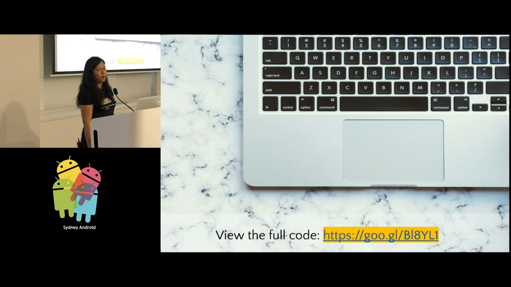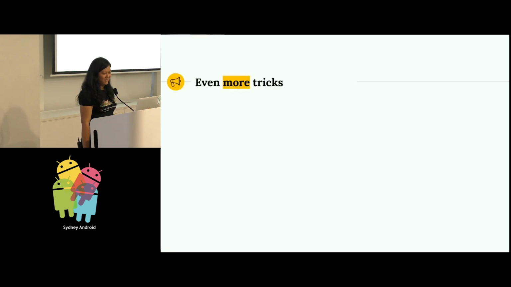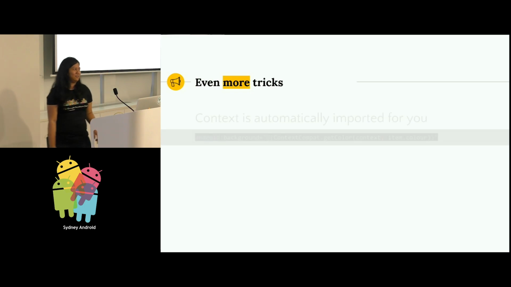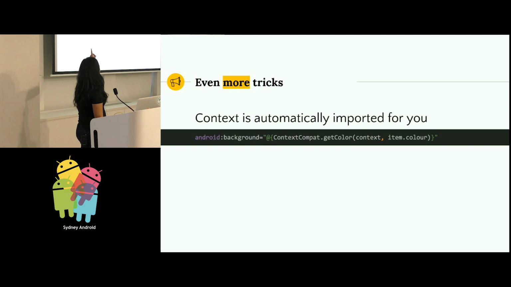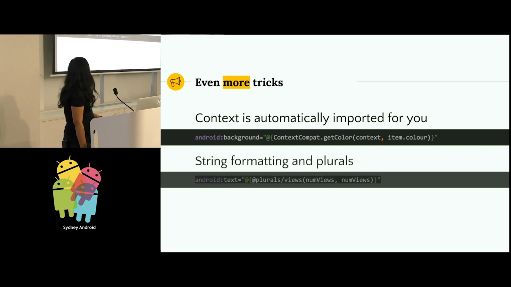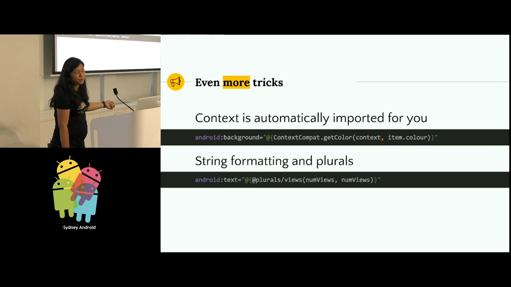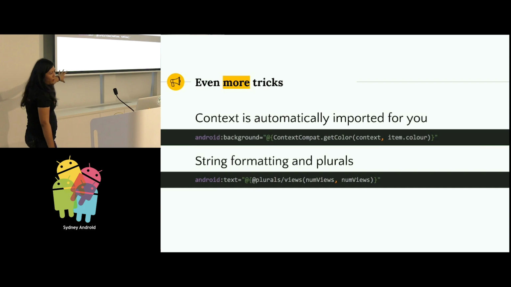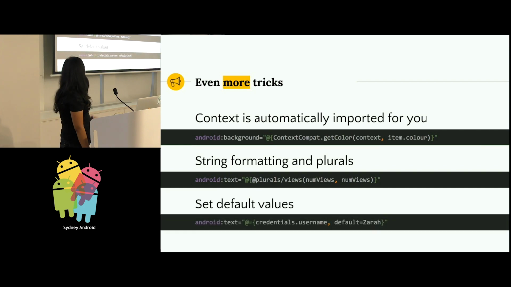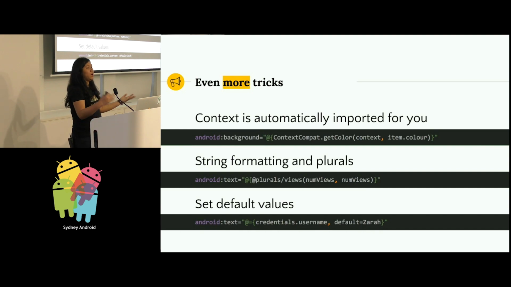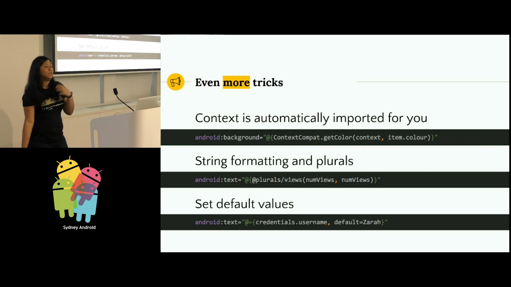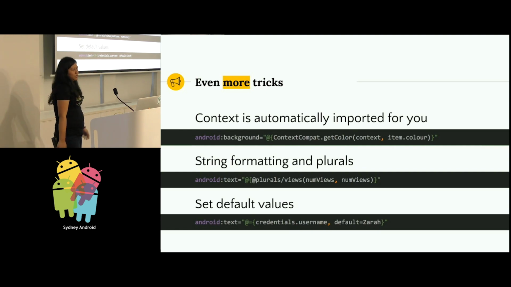All right, at this point we've done a lot, and that's the code. We have 30 seconds to go through some tricks that I learned while using data binding. Whenever you want context, you don't need to import it as a variable. It's automatically there. You can use strings and string formatting and plurals and all those kinds of things. You can set default values if something defaults to null, or for example, if you want to incorporate a layout height or a layout margin into data binding, and it may or may not exist, you can have a default value for that.